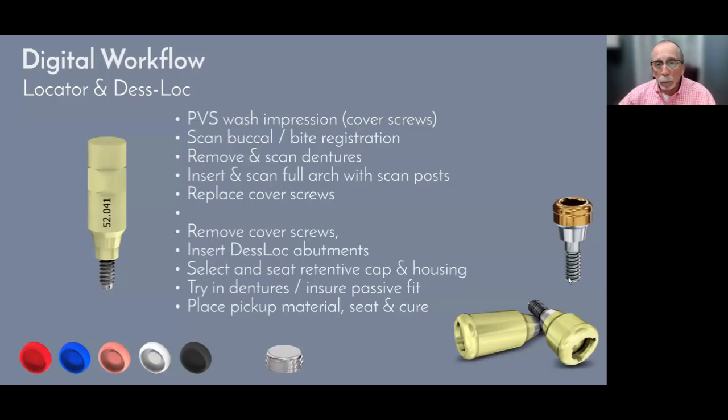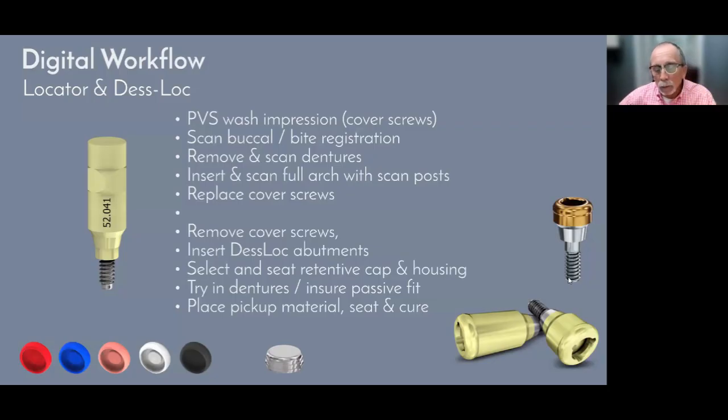And we're going to take a wash impression, showing where the implants are. So typically the healing screws or cover screws are there. Take that wash impression and leaving the denture in, we're going to scan the bite. Then we're going to take the denture out. We're going to scan the wash impression and the buccal surface of the dentures. And then we're going to put a scan post in, and we're going to scan with the scan post. Then we'll take the scan post out and put cover screws in. Send all that data to the lab, and the lab's going to fabricate.